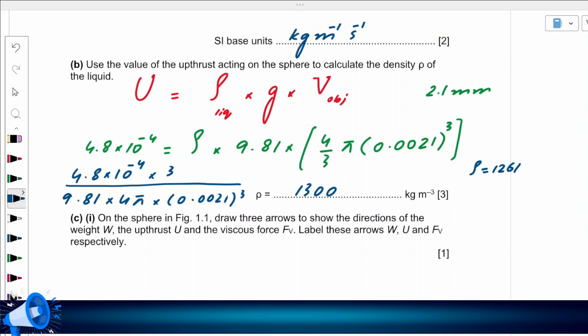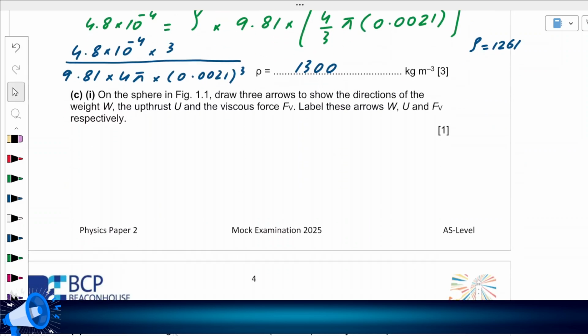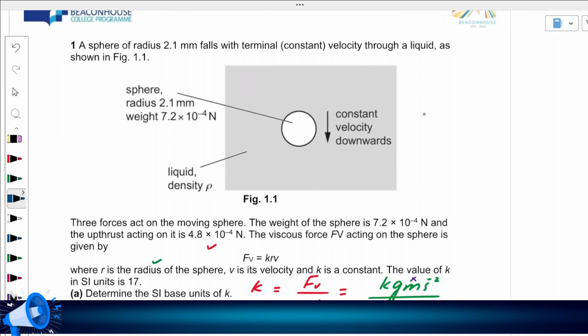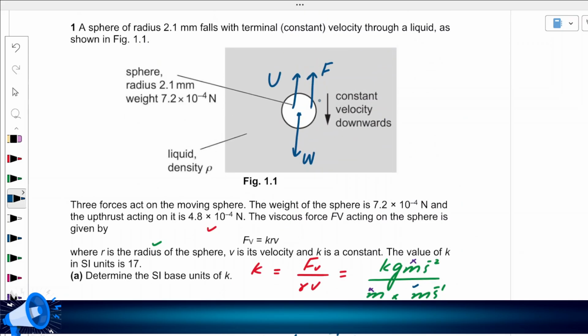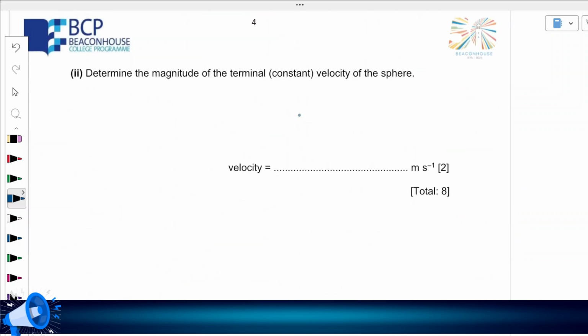What do we call that? 1300 kg m^-3. That's the density. And then on the diagram, we need to represent by arrows the direction of weight, upthrust, and the drag force. So vertically downwards from the center of the object would be weight, upthrust would be vertically upward, and the drag force would also be upward because the motion is downward. So drag force they have represented by the symbol F_V, viscous drag. F sub V represents viscous drag. Let's move on to the next one.